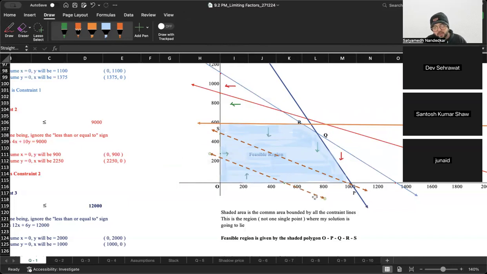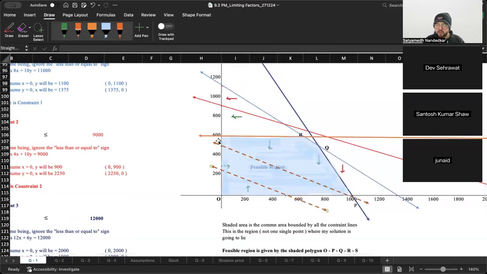You see these two lines are parallel to each other. What does that mean? Any line of contribution, if I plot it on the graph, will be this or parallel to this. If I do 4x plus 8y equal to 10,000 also, or 15,000 or whatever it is, that line will be parallel to this line. So now I want to maximize my contribution. What is my objective? I want to maximize my contribution. The value of contribution should be the highest.